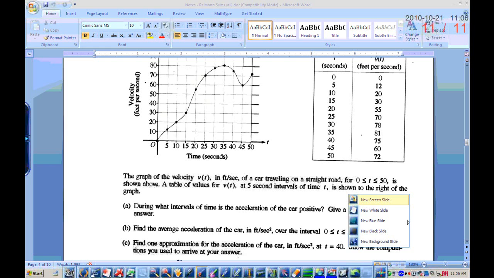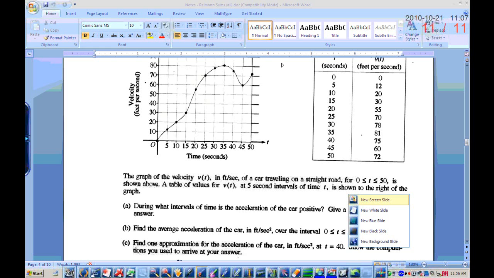The graph of the velocity of a car traveling on a straight road is shown above. A table of values for v of t at 5-second intervals is shown to the right of the graph. Basically, they just took the table and graphed the points and connected them with a smooth curve. All right, part A. During what intervals of time is the acceleration of the car positive?